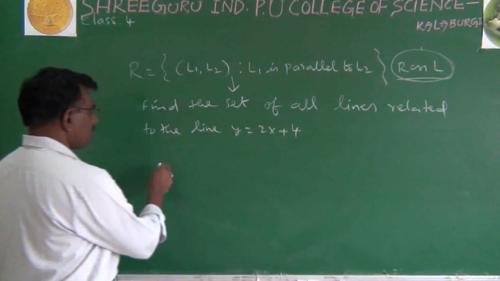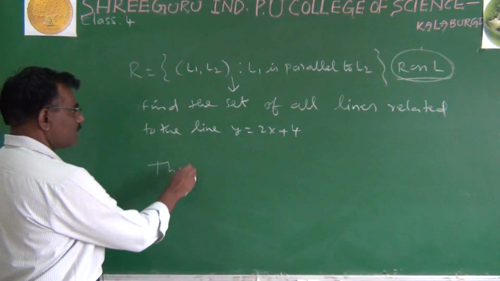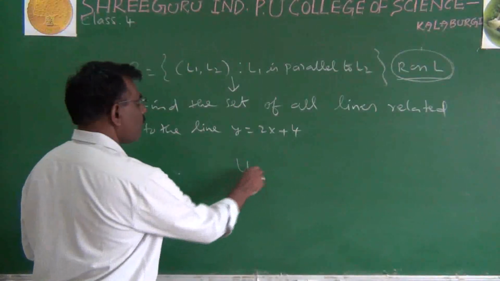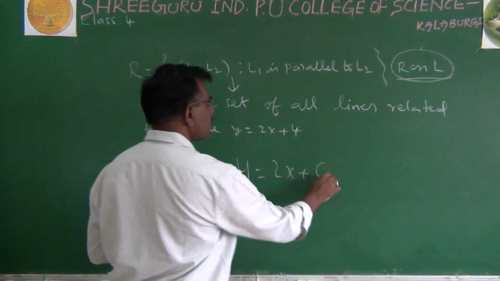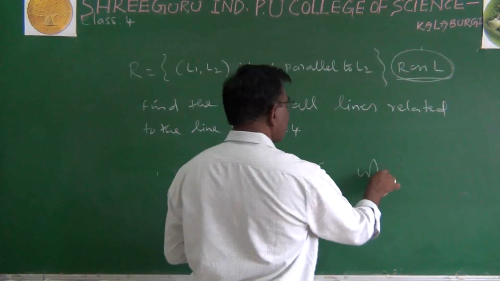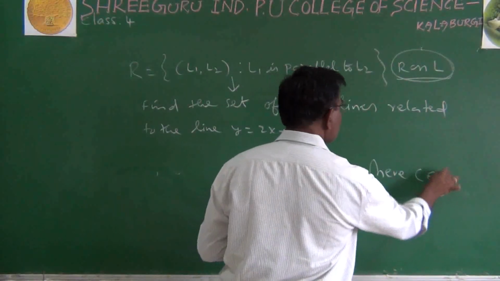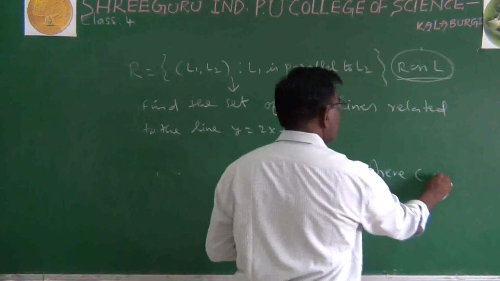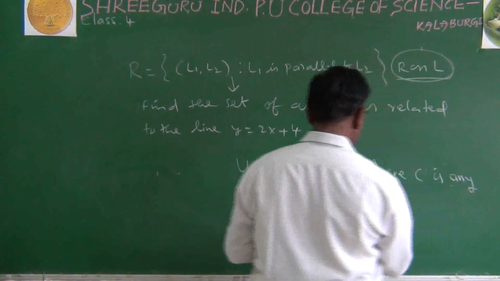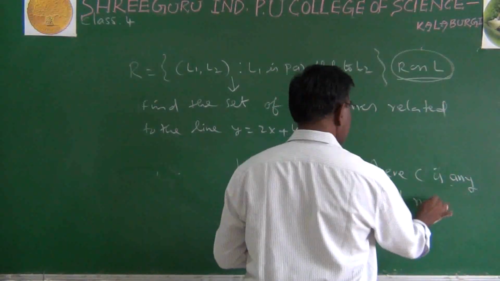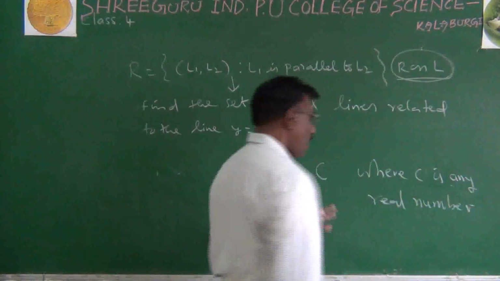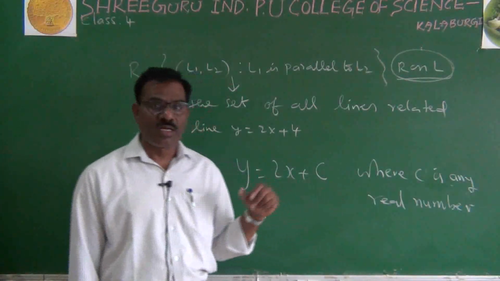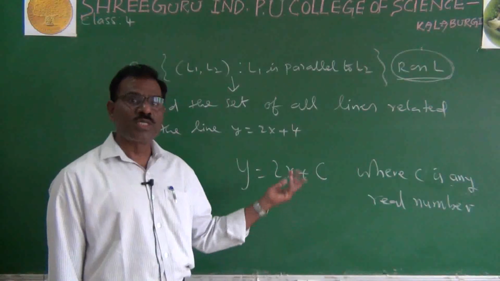So the set of all lines related to y equal to 2x plus 4 is y equal to 2x plus c, where c belongs to any real number. Even how many lines will you get? Infinity. c is a real number. c is 1, c is 2, c is 3.